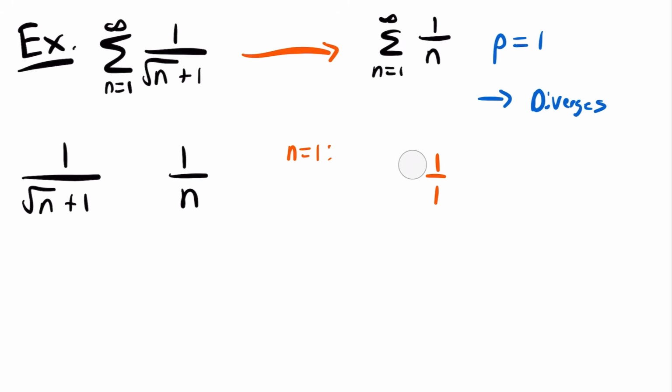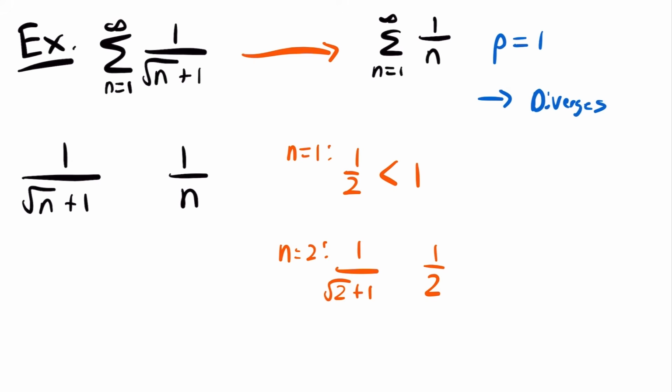So if I erase this, we have 1/2, and 1 is greater than 1/2. Okay, so the term from our new series is greater than the term from our original series. Now if we look at the second term, n equals 2, we will have 1 divided by the square root of 2 plus 1, and 1 divided by 2.